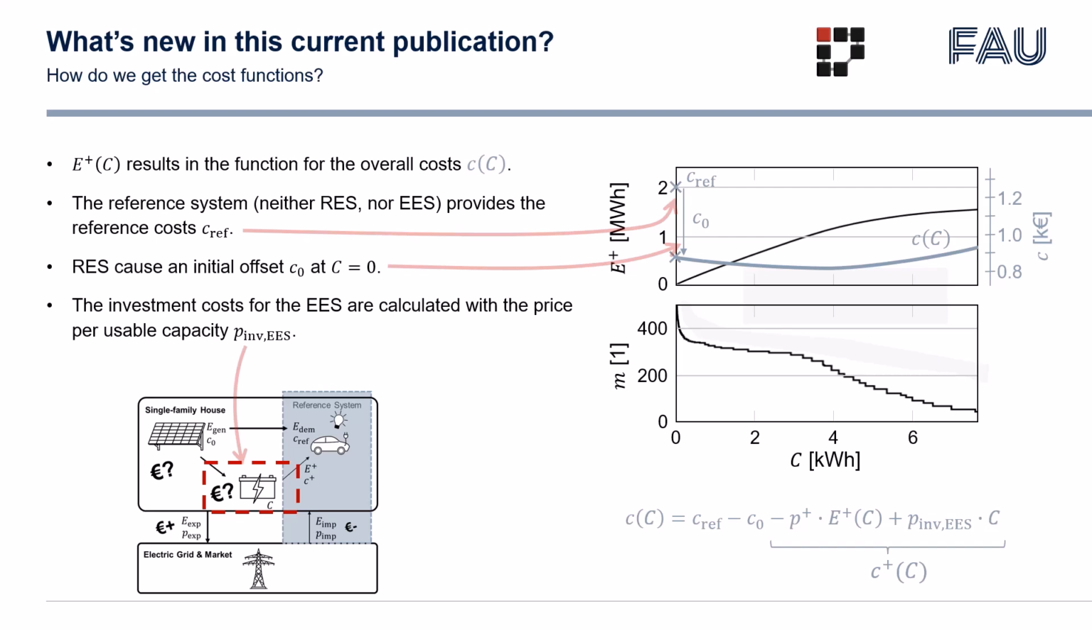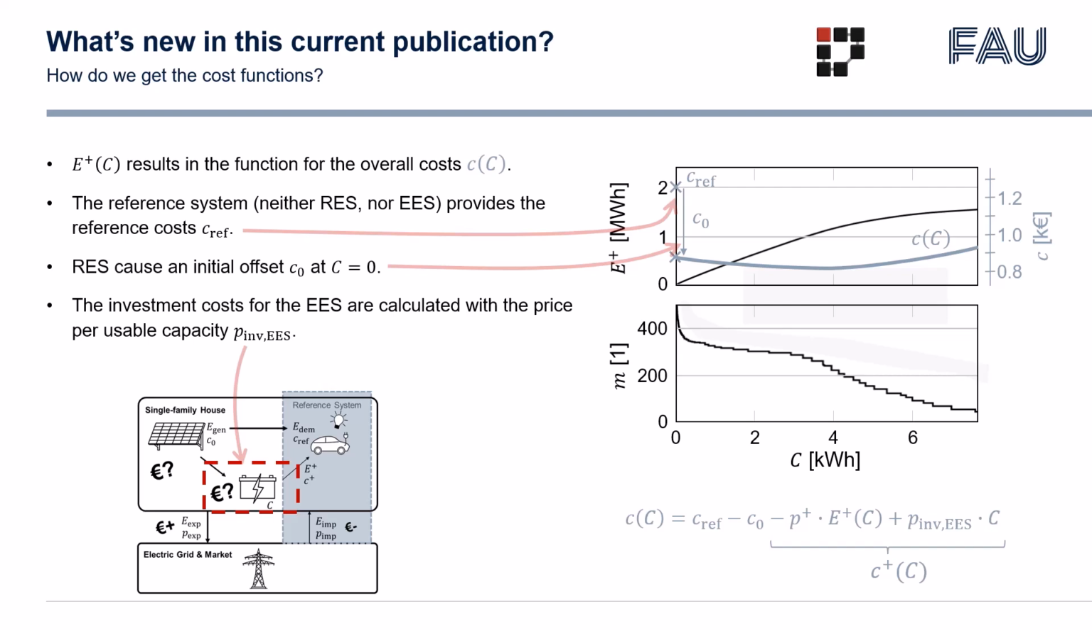Based on our function E plus of C, so the additional energy, we can now calculate and construct a function for the overall costs of ownership. So lowercase c of capital C. Costs as a function of the capacity of our EES. On the right side in gray, I marked and plotted the important values and metrics and the final curve that is constructed.